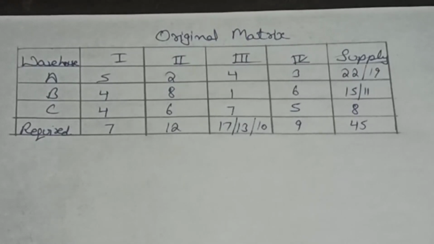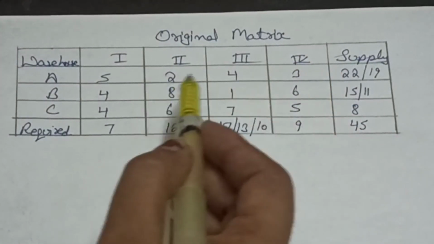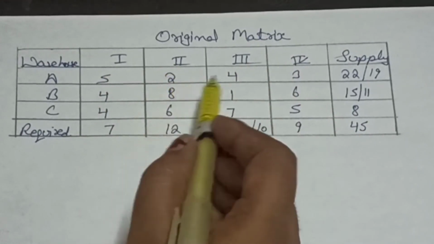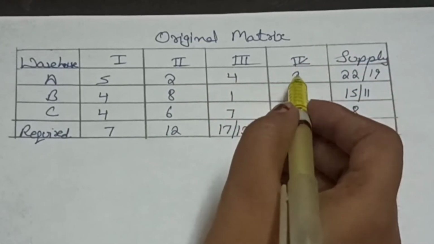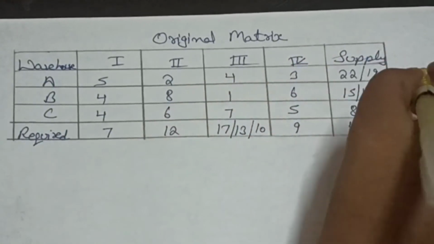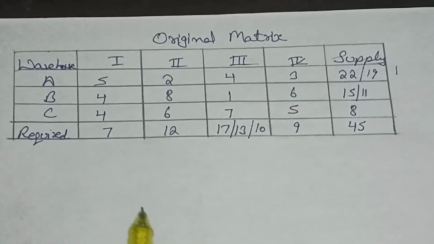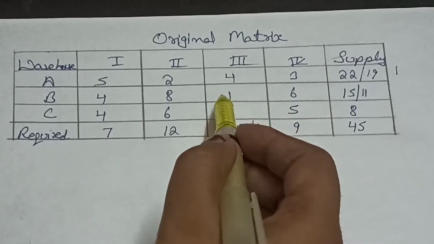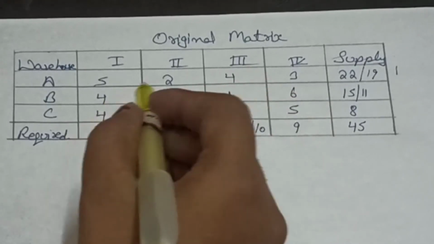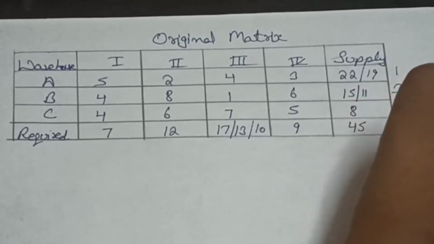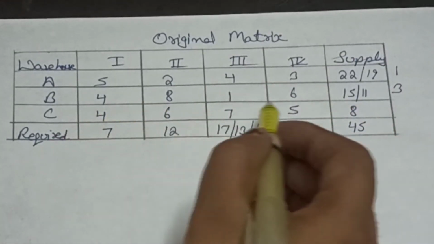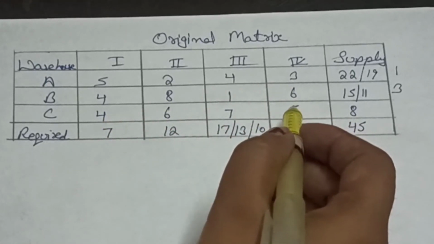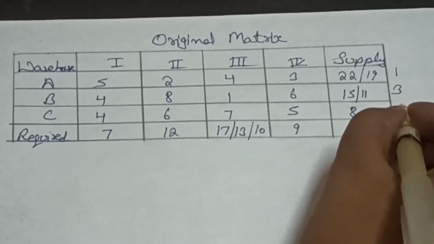And in the Vogel approximation method, we will check our minimum value in this first row. And here 2 is the minimum value in this row and the next minimum value is 3. So the difference of 2 and 3 is 1. We will repeat the same process for the next row. Here we have 1 as minimum value and the next minimum value is 4. So the difference of 4 and 1 is equal to 3. And for the next row, we have 4 as minimum value and the next minimum value is 5. Difference of 4 and 5 is 1.